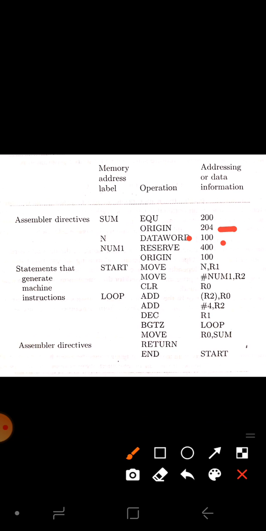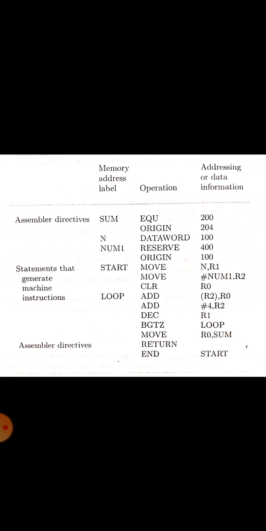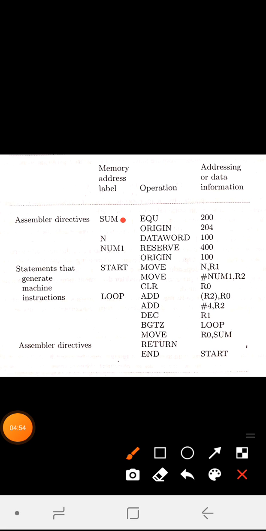But it is 8-bit, so it is more than 8 bits, so that is why we are taking it as a data word. And n is equal to 100, what we are assigning, that is assigned by an assembler directive named data word. So EQU or equate is your assembler directive which is allocating 200 to sum.